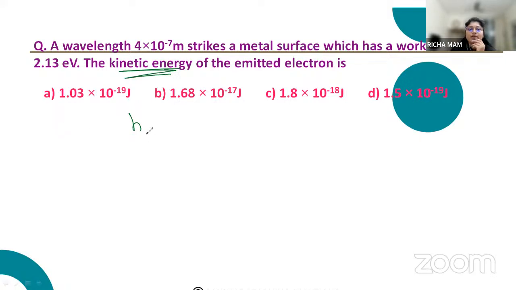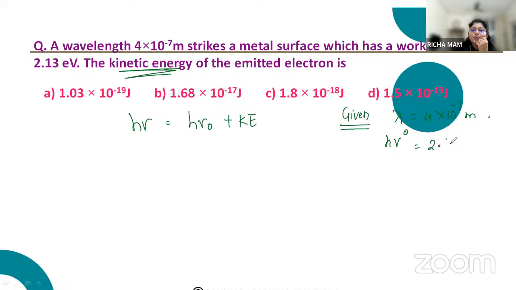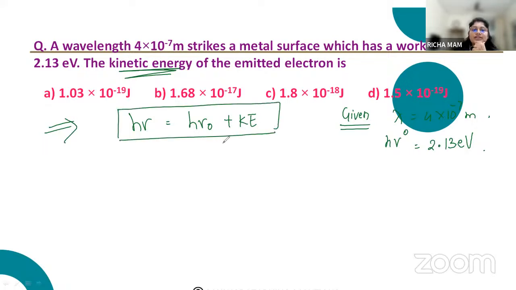Now for the photoelectric effect, to calculate the kinetic energy, we know that energy is equal to h nu. So h nu is equal to h nu naught plus kinetic energy. This is the formula. Now, what is given? The wavelength is given, 4 into 10 raised to minus 7 meter. The work function is given, that is h nu naught, 2.13 electron volt. From the photoelectric effect we have h nu equals h nu naught plus kinetic energy. So let us put the values.